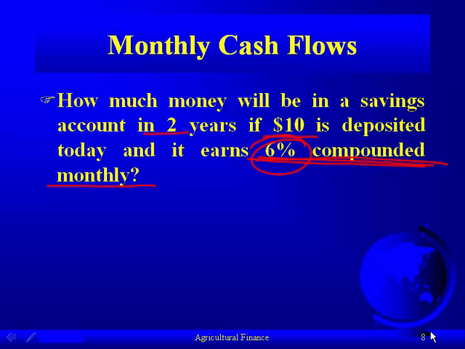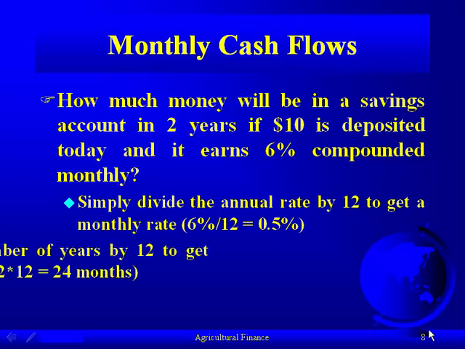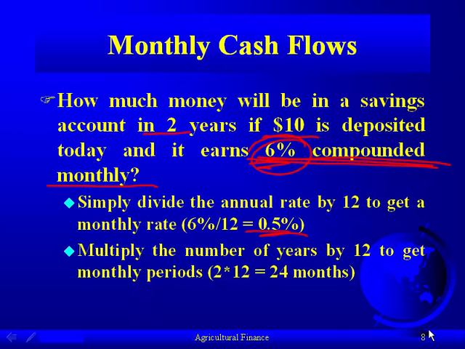Now, how do we solve this problem? Well, first of all, recognize that the monthly rate, the per period rate, we're simply going to divide the annual rate of 6% by 12 to get 0.5%. In this particular case, the monthly rate is 0.5%. Then we multiply the number of years by 12 to get the monthly period. So we're talking about 2 years, so we're talking about 24 months.